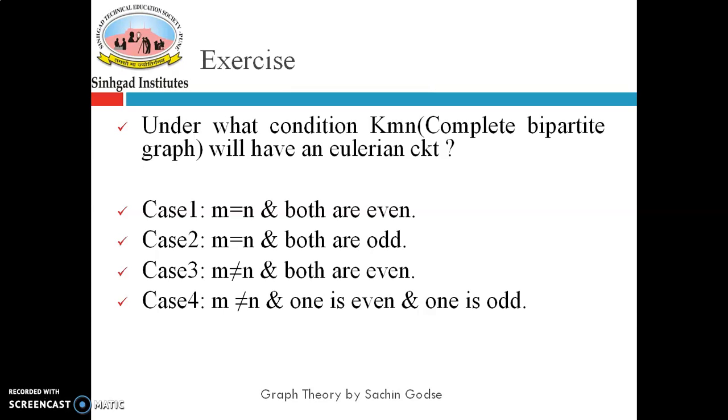Case 4, M is not equal to N and one is even and one is odd. If one is even and one is odd, in that case it is a complete bipartite graph. So consider that in the first set there are 2 vertices and in the second set there are 3 vertices. Then in vertex set V2, each vertex will have an even degree, but in vertex set V1 each vertex will have an odd degree. So because of that, it will not contain an Eulerian circuit.